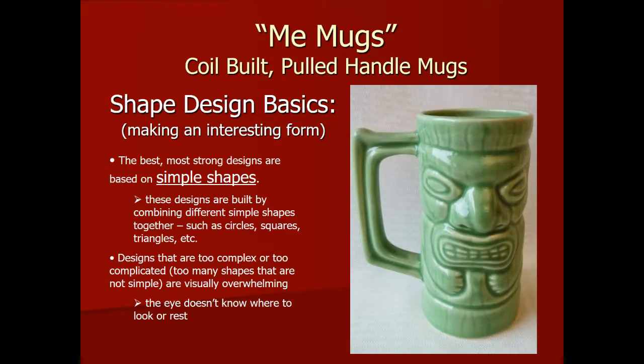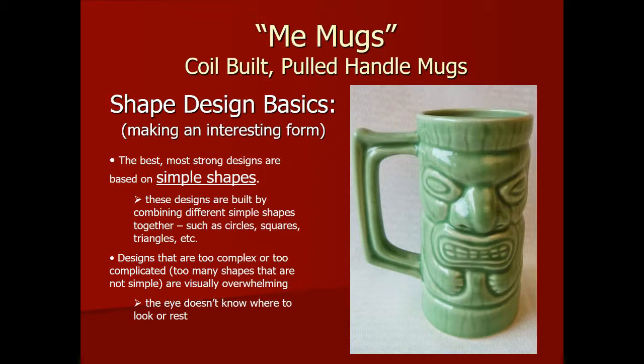We can see the importance of basic shapes in not only character design, but in how a mug is created as well. The strongest designs in any art form are based on simple shapes. As mentioned before, these designs can be built by combining different simple shapes together: circles, squares, triangles, ovals, etc. Designs that are too complex or too complicated become visually overwhelming. Our eye just doesn't know where to look or doesn't have any area to rest.